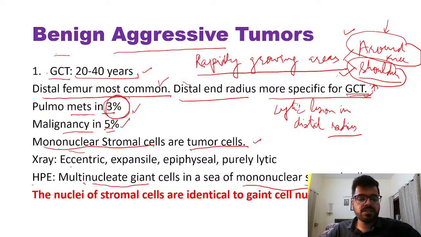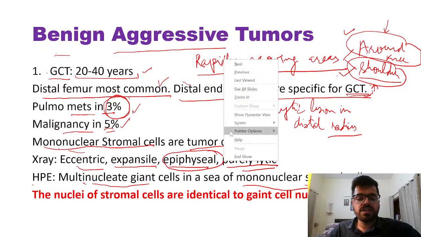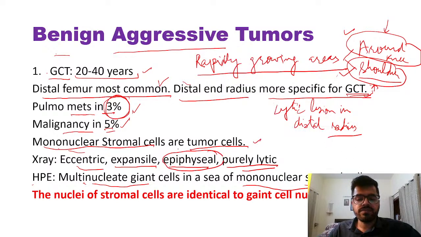And on X-rays, we see that it is an eccentric expansile epiphyseal lesion, which is purely lytic. So it goes very close to the joint, but it does not breach the joint. So what is the hallmark of histopathology?